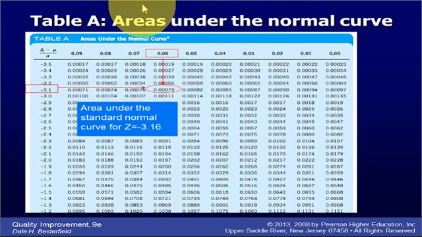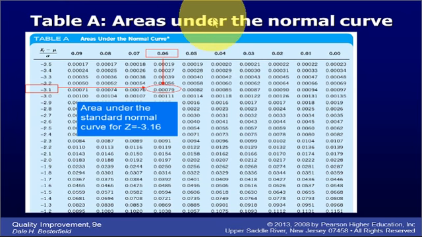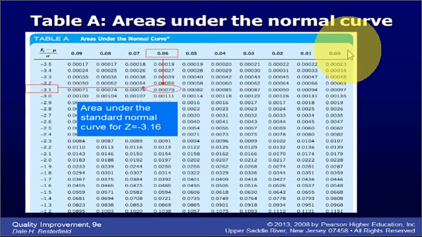Let's have a look at Table A, the areas under the normal curve, and I'm going to tell you how to look up the values in this table. The first column shows the z value with one digit after the decimal point, and the first row stands for the second digit after the decimal point. You need to combine these two together to define a z, and then use this column and row to identify the area under z.